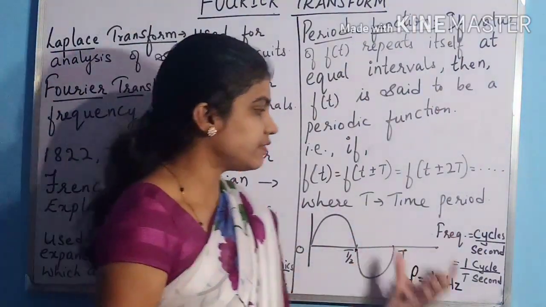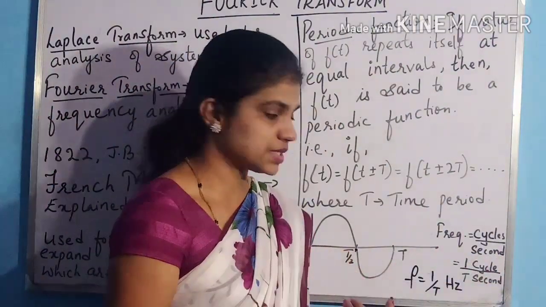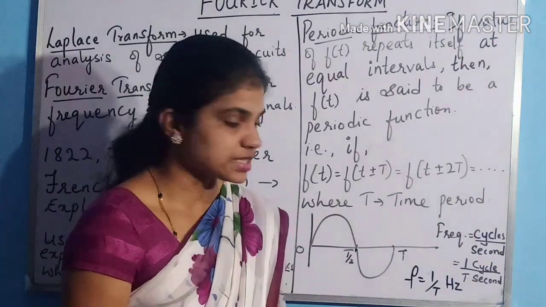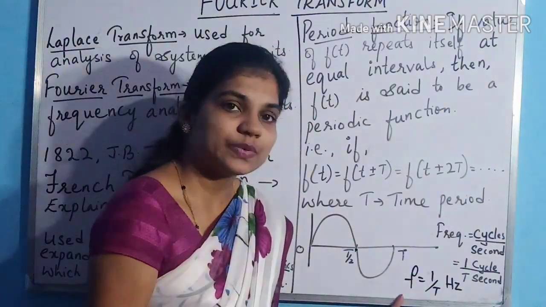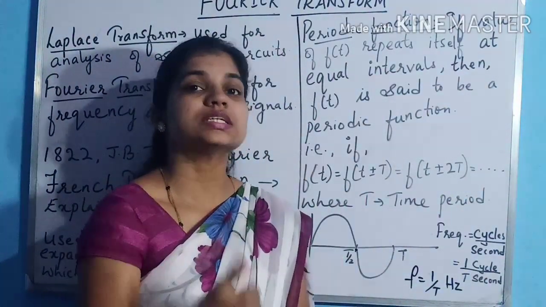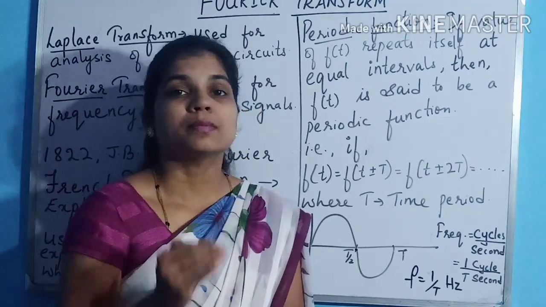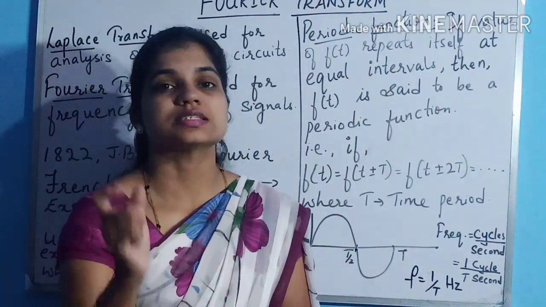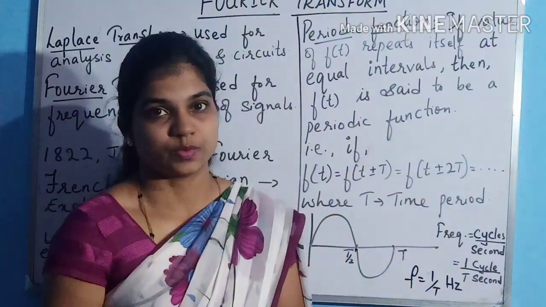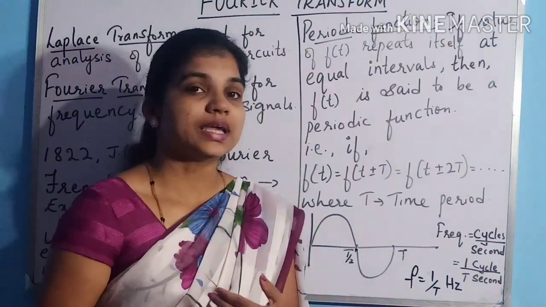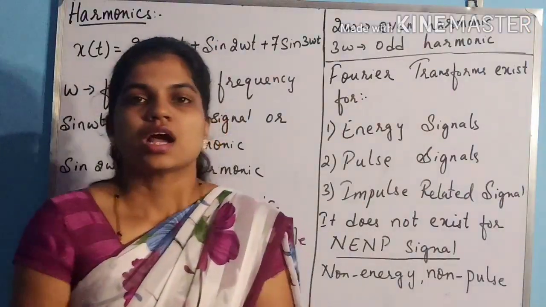So if I define frequency as cycles per second, I have one cycle per T seconds. So I define frequency as 1 by T cycles per second, or I call it 1 by T hertz. Hertz is the SI unit of frequency, right? Now next let's see, what do we mean by harmonics?